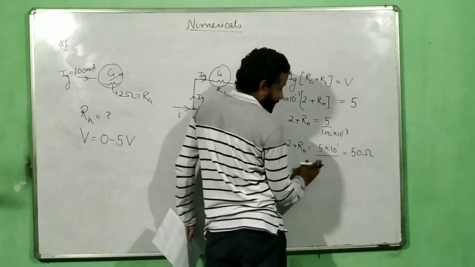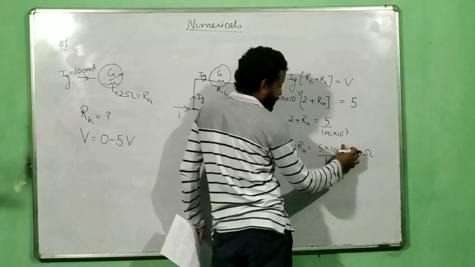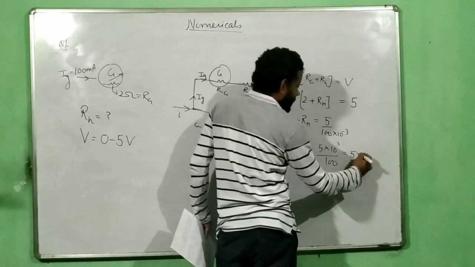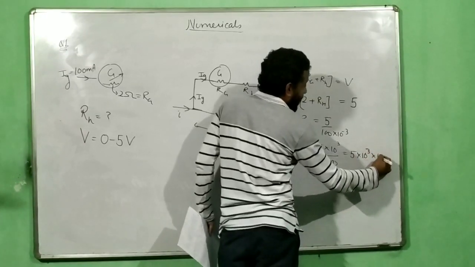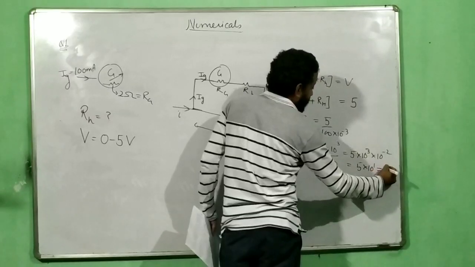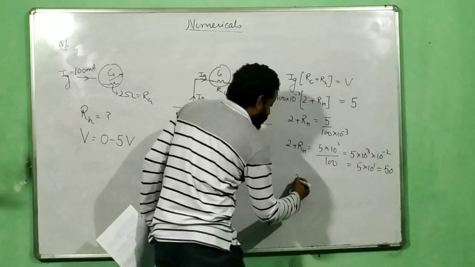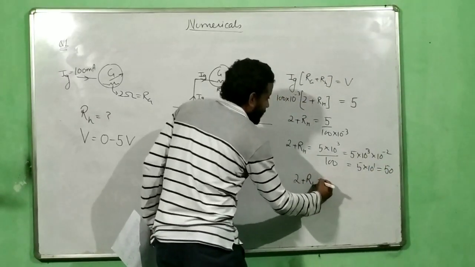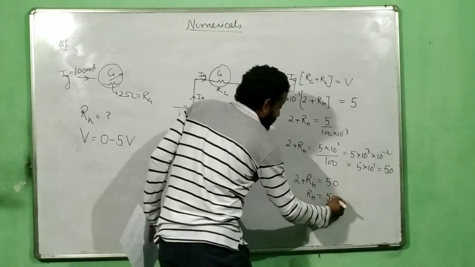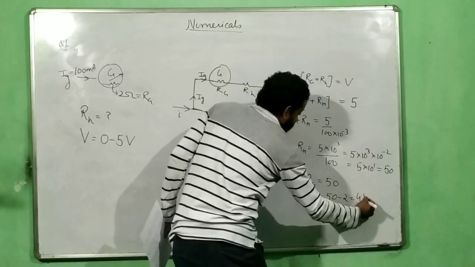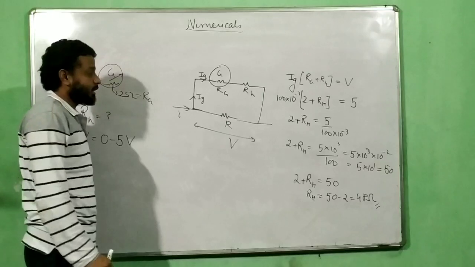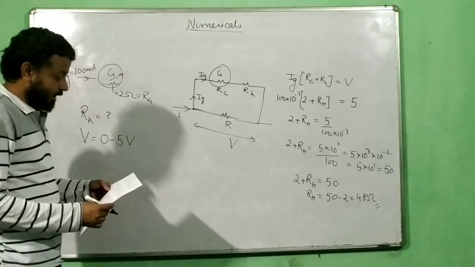I will do it in this manner. So 5 into 10 power 3 into 10 power minus 2, that is equal to 5 into 10 power 1, and that is equal to 50 ohm. So 2 plus Rh is equal to 50. Therefore Rh will be equal to 50 minus 2, that is equal to 48 ohm. So the high resistance which you need to connect should be of 48 ohm.